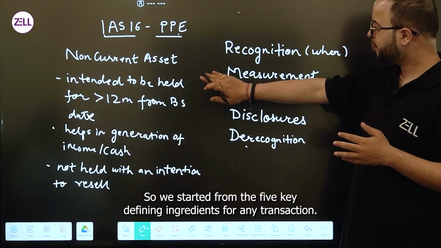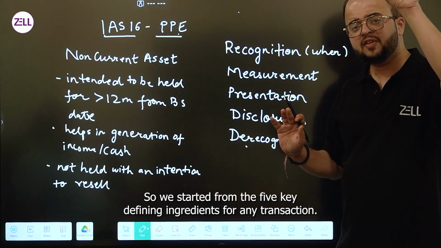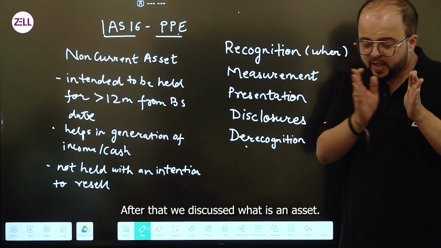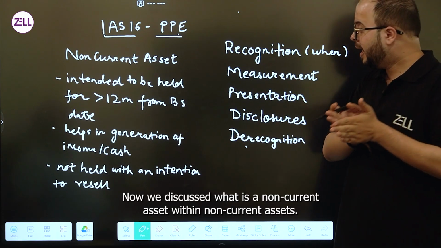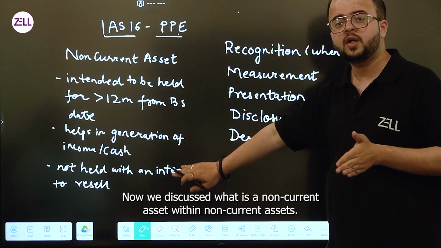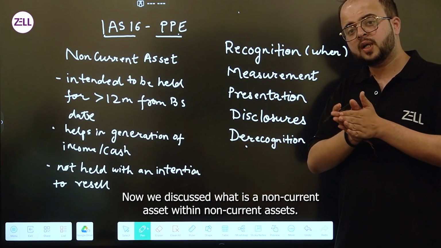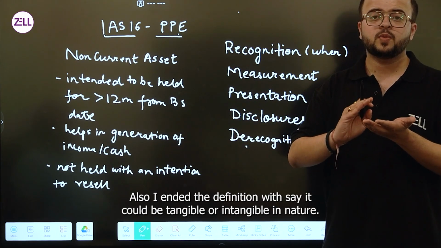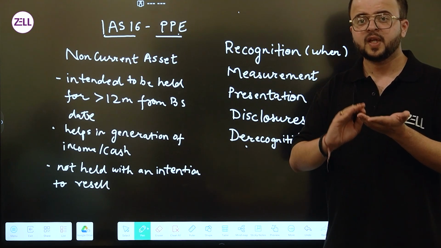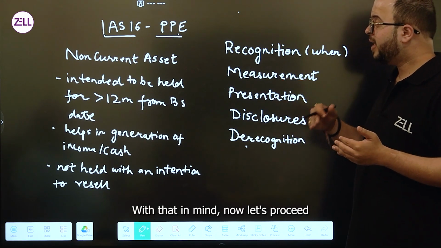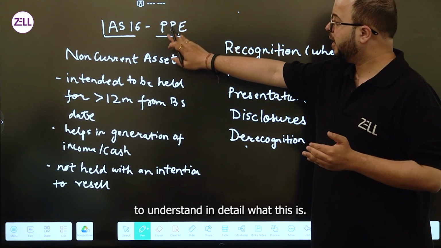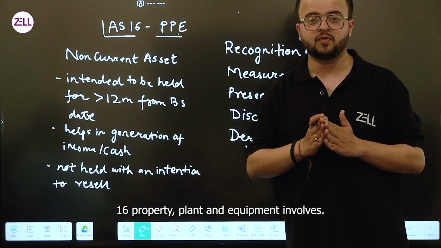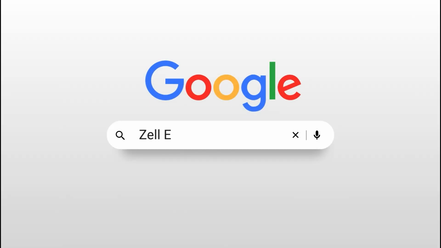Okay. So we started from the 5 key defining ingredients for any transaction. After that, we discussed what is an asset. Now we discussed what is a non-current asset. Within non-current assets also, I ended the definition by saying it could be tangible or intangible in nature. With that in mind, now let's proceed to understand in detail what does IAS 16 property, plant and equipment involve?